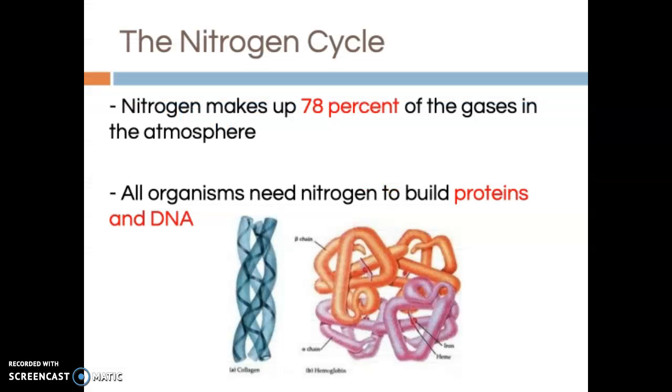So why should we care about the nitrogen cycle? Well, most of our atmosphere is made up of nitrogen gas. 78%, in fact, is nitrogen. There is oxygen and some other gases mixed in that are important for life, but most of it's nitrogen. Humans and all living organisms need nitrogen because it's part of our protein structure and part of our DNA. So we need it in all of our cells to make sure our body is functioning properly.